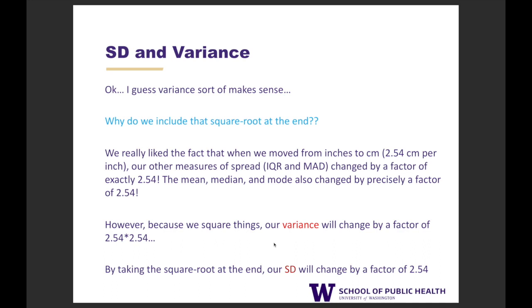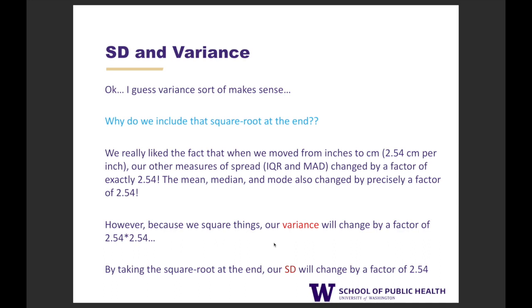So when we take the square root at the end, we end up making the units correct, and we also make sure that this measure of spread is on the same scale as the original data. Another way of saying this is, if we take all of our measurements and scale them up by 2.54, the standard deviation also scales up by a factor of 2.54, so things stay on a comparable scale. I apologize if that's not the most intuitive explanation for why we like the standard deviation.